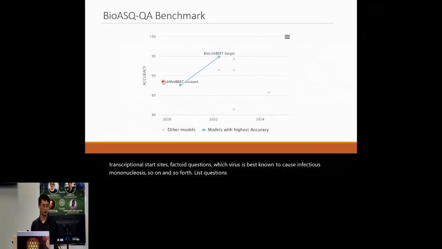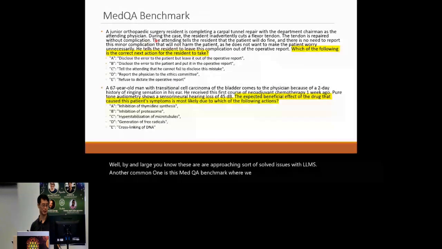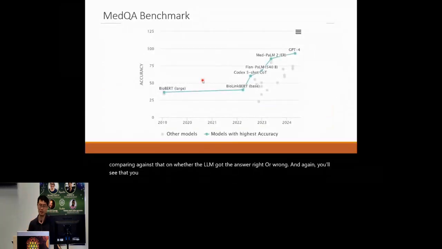And the only thing I want to point out is that on these community leaderboards for how we're doing against these benchmarks, by and large, these are approaching solved issues with LLMs. Another common one is this MedQA benchmark, where we have almost like a case report and then a multiple choice question on, okay, which of the following is the correct next action? What's the effect of a drug for this patient's symptoms? Things like that, where it's multiple choice, there's an objective answer, and you're comparing against that on whether the LLM got the answer right or wrong. And again, you'll see that, through recent advances in these LLMs, we're doing pretty well on these benchmarks.